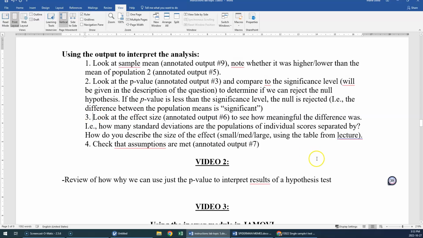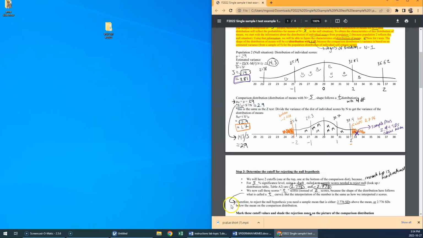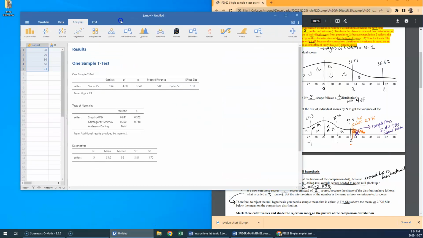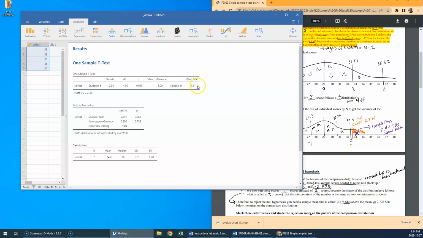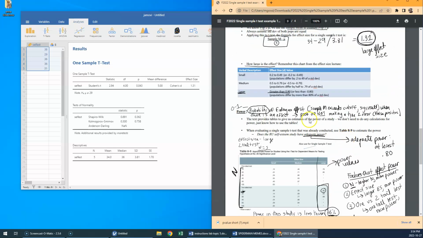All right, the next thing you do is look at the effect size just to see how meaningful the difference was, right? Because we may have a finding that is statistically significant, but not all that meaningful. Now let's look at effect size. Our effect size Cohen's d is 1.31, and you can use the chart that I gave you in lecture. It's at the end of this example here, right? This is the chart that you would use to get a sense of the magnitude of a specific effect size. All right, so at Cohen's d of 1.31, that falls in the large category because it's greater than 0.80.